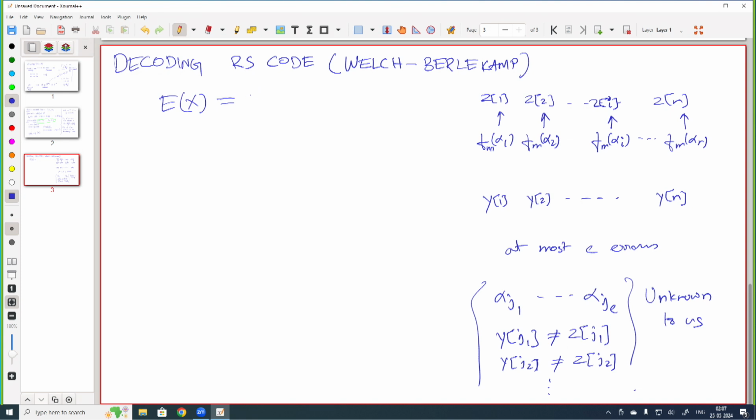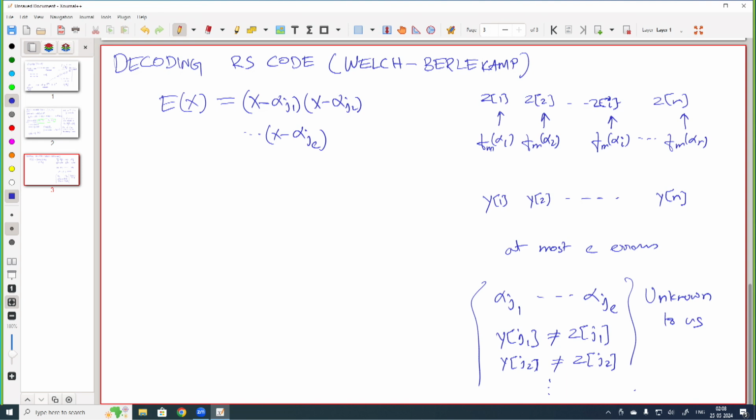It is a product of (x minus alpha j 1) times (x minus alpha j 2) and so on up to (x minus alpha j e). x is a variable here, okay. See, I do not know this polynomial, but I can write it down hypothetically. Okay. In fact, the issue is that the number of errors that can happen is at most E, it is not exactly E, right.